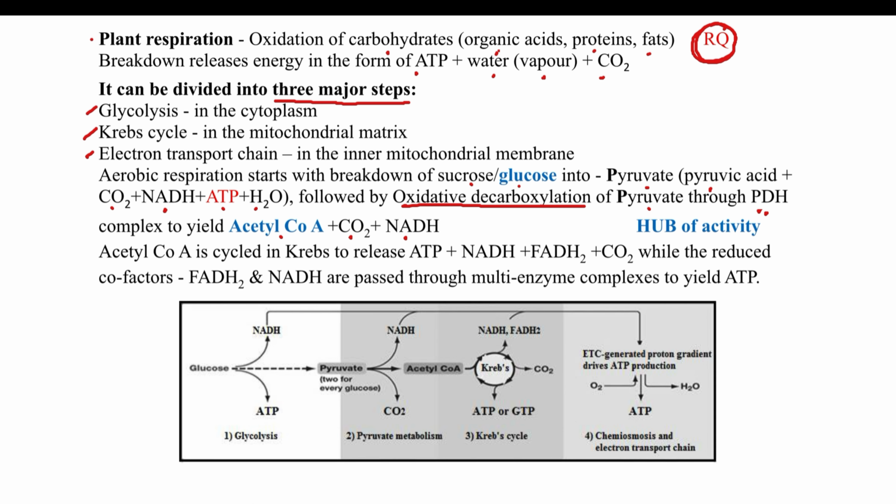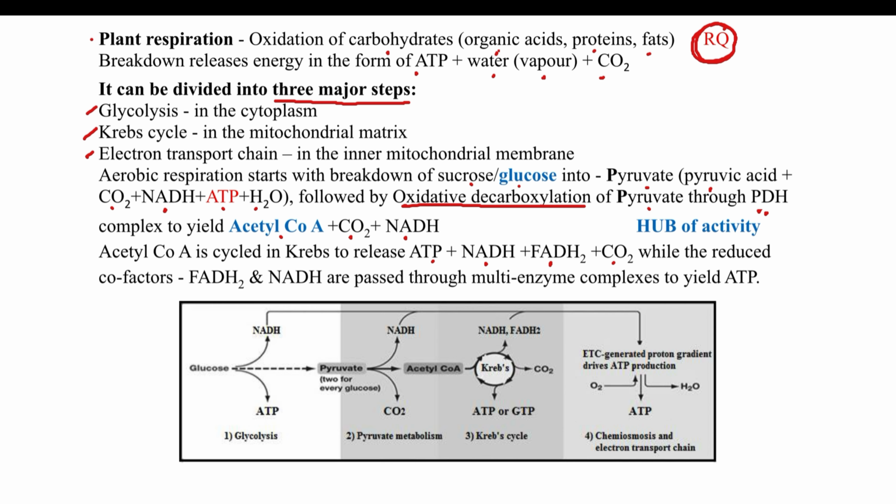This acetyl coenzyme A is an important molecule. In this topic, we would be referring to acetyl coenzyme A as a substrate to the Krebs cycle for the release of ATP, NADH, FADH, and carbon dioxide when it is completely processed using the electron transport chain. There are also products like FADH and NADH and ATP.